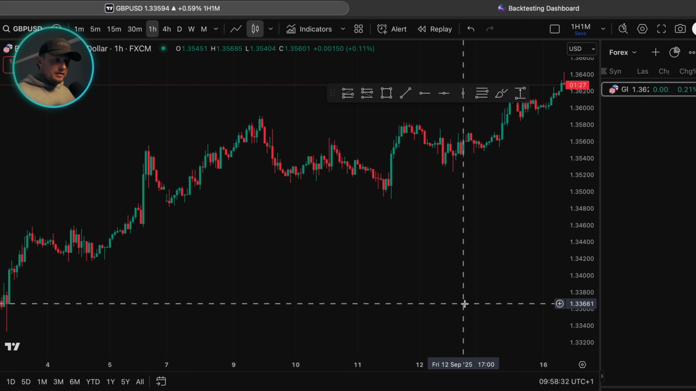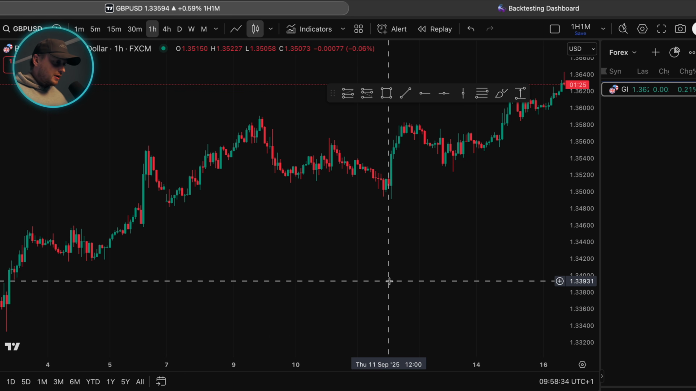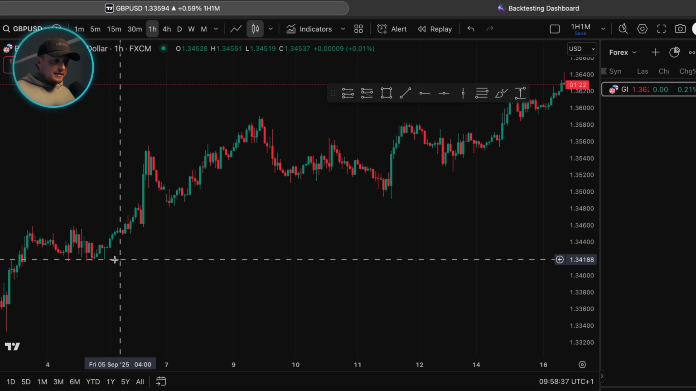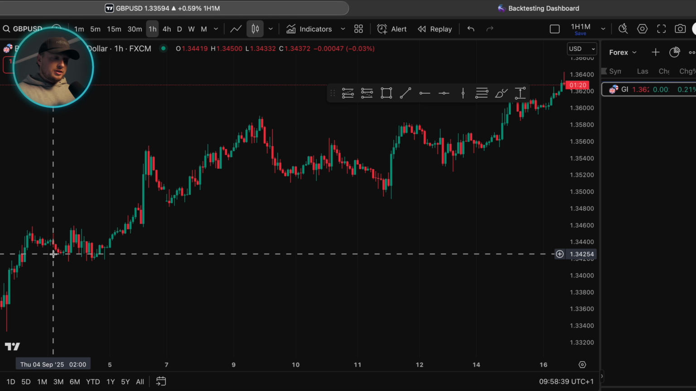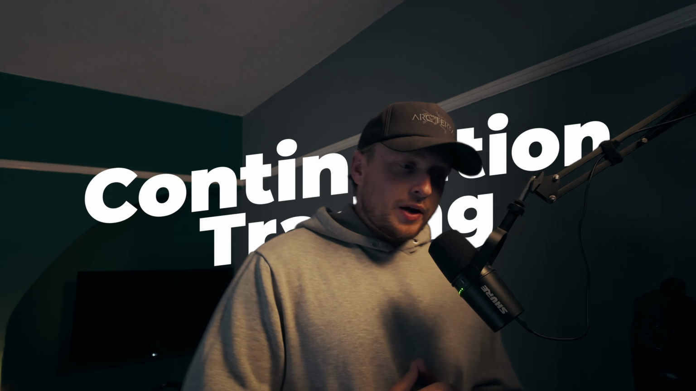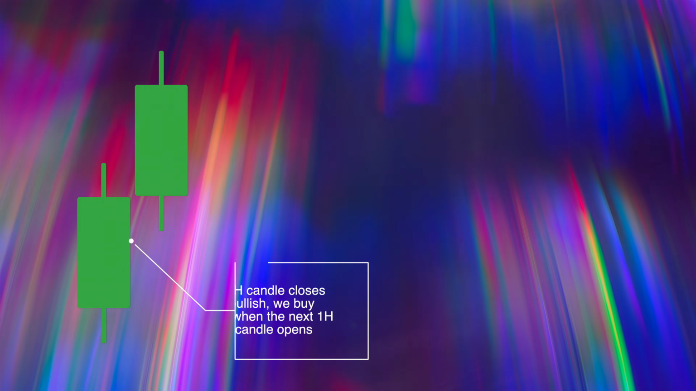So this is the hourly chart here on Great British Pound US dollar. And what I want you to look at is how often one candle closes in one direction and then the following candle also closes in that same direction. So this is exactly what I'm looking for when I'm trading. I am a continuation trader. So what I'm looking for is an hourly candle to close bullish or bearish. And then from there, I am taking a trade expecting price to go in the same direction.